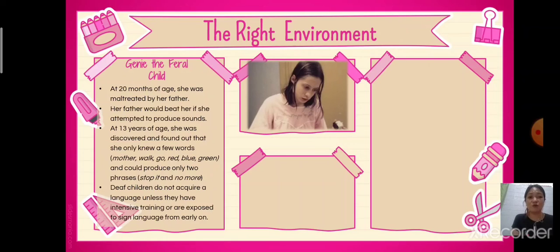Deaf children do not acquire a language unless they have intensive training or are exposed to sign language from early on. This means that in the development of a child's language, the right environment also has its part in helping the child learn or acquire new languages. Even if the child is loved by his or her parents, if the parents are not vocal or do not communicate with their children, the child will still have difficulties in learning languages. That is why some parents really engage their child in communication, so that the child can develop and acquire language and be able to use new words and sentences.